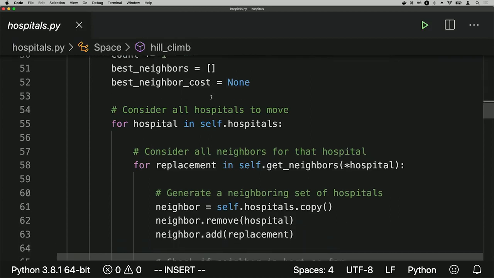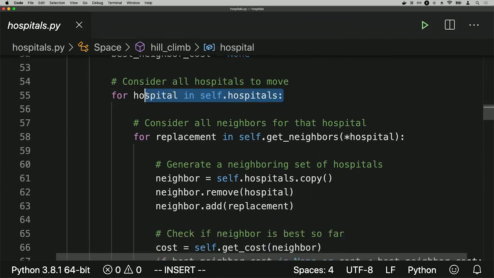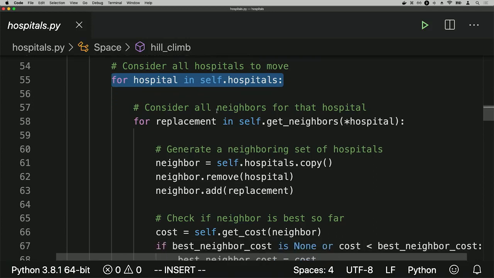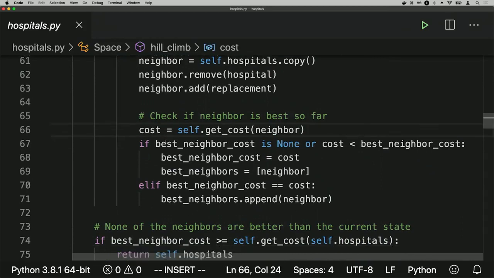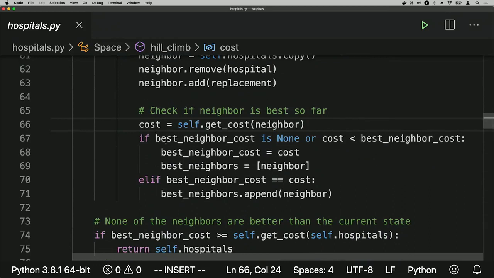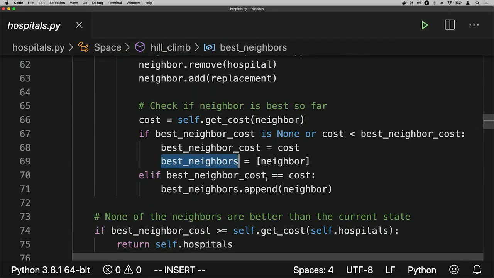And now we'll basically consider all of the hospitals that could potentially move. So consider each of the 2 hospitals, or more hospitals if there are more than that, and consider all of the places where that hospital could move to, some neighbor of that hospital that we can move to. And then see, is this going to be better than where we were currently? So if it is going to be better, then we'll go ahead and update our best neighbor and keep track of this new best neighbor that we found.